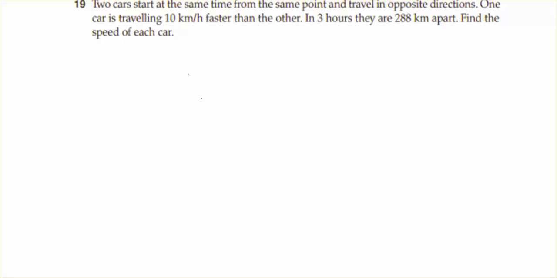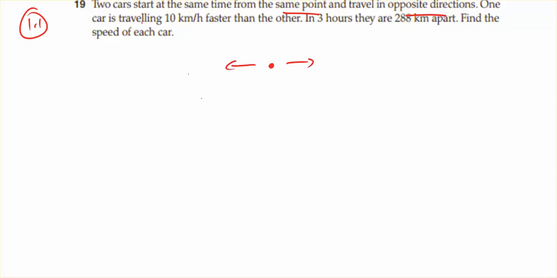This is for Year 10 Methods Pathways. We're going to look at exercise 1.1, question number 19. We've got two cars that start at the same time at the same point and travel in opposite directions. So we've got two cars, one's going this way, one's going that way, but starting at the same point.